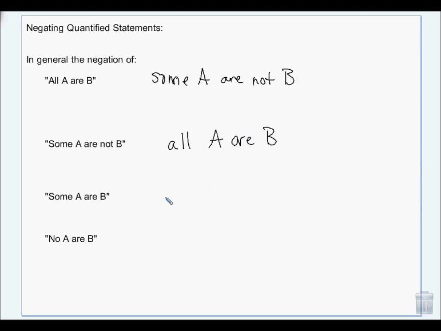Okay, the negation of some A are B is that no A are B. And the negation of no A are B is some A are B. So these two go in pairs and these two go in pairs. They negate each other.